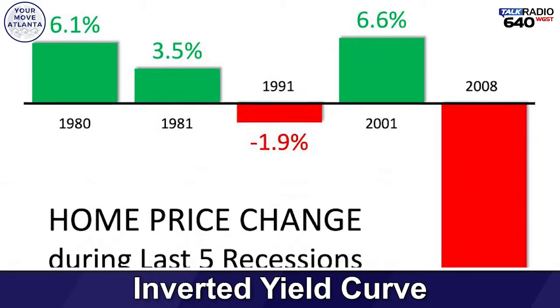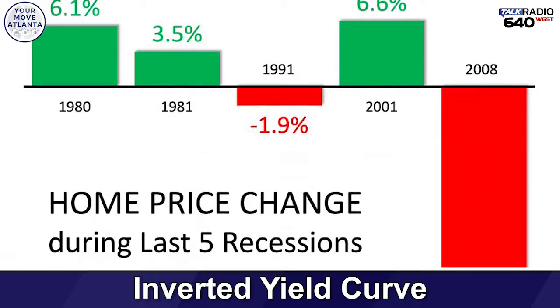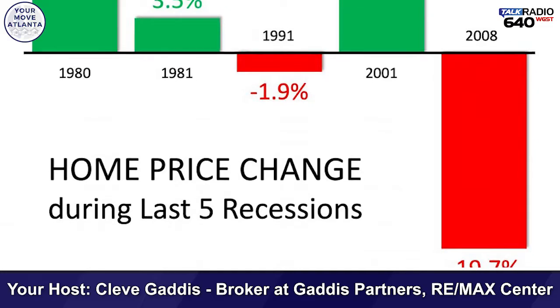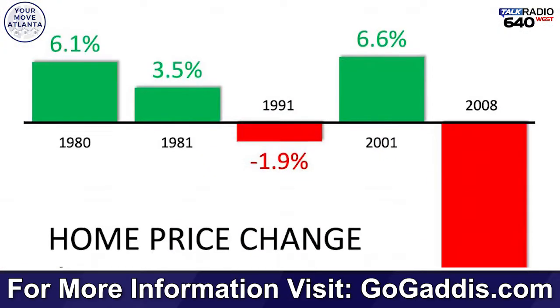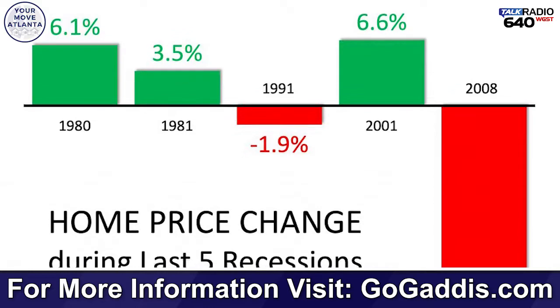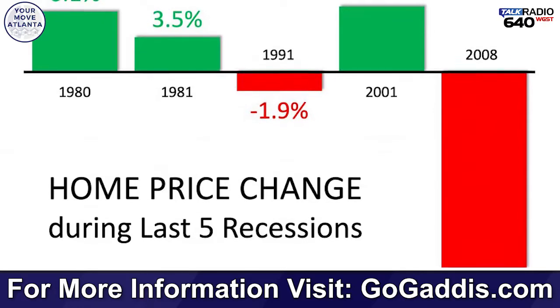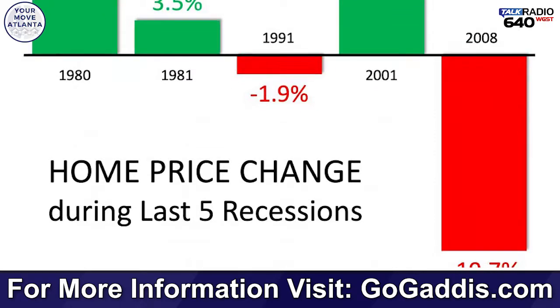Let's take a look at the recession in 1980, Alfie. Had a recession. Prices went up 6.1% during the recession of 1980. Okay. The next recession was the year later, 1981, when house prices increased 3.5% during the recession. Okay. Next recession was 1991. This is the first one I remember because I was an adult enough to understand what was going on. Home prices decreased a whopping 1.9% during the recession. Okay. All right. Next recession 10 years later in 2001, Alfie, house prices increased 6.6%.